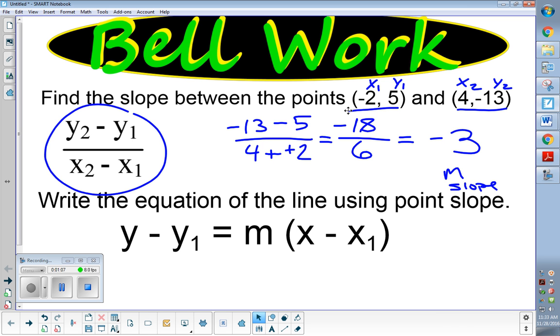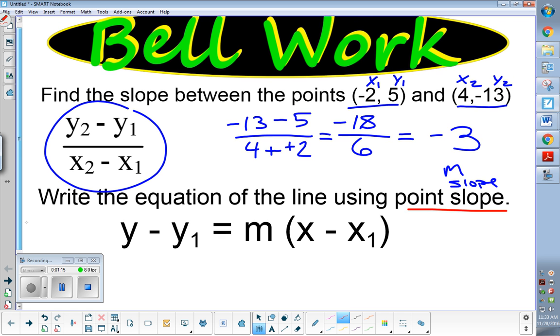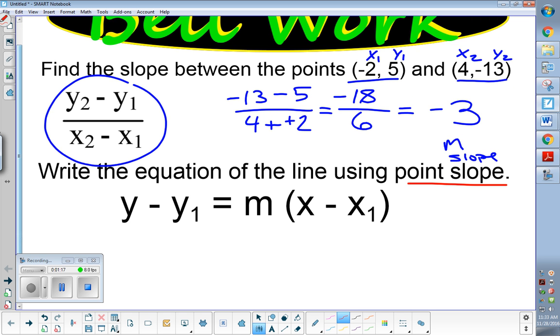It says now write the equation of the line using point slope formula. So remember, this is point slope formula. In the end, we want to get it in the form y equals mx plus b. Remember, to do point slope formula, you need a point and you need a slope. I've got the slope, and I've got 2 points up here to pick from. I just need to pick one. So I'm going to pick the easier number. So this one right here.